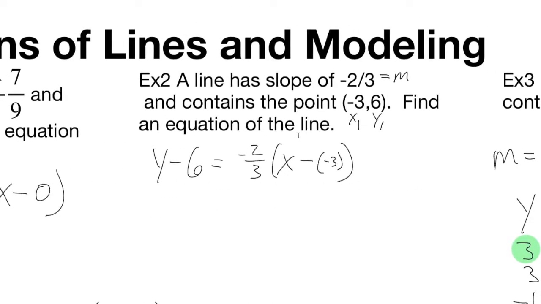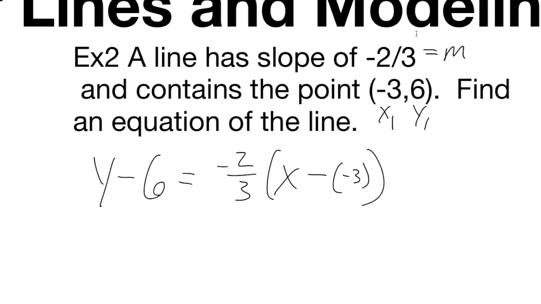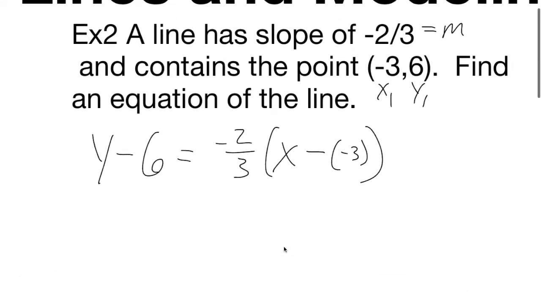Example 2: a line has a slope of negative 2/3. Say that's your m value, and it contains the point (negative 3, 6). Here it is, negative 2/3, (negative 3, 6). Find an equation of the line. This would be great. You can use it.